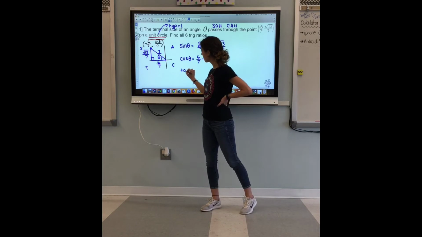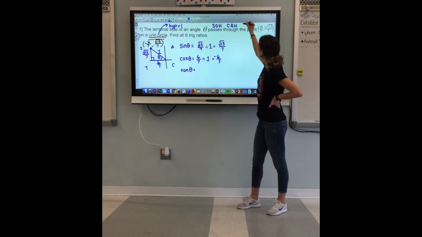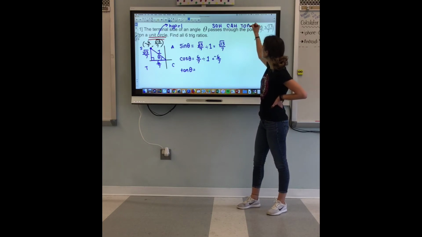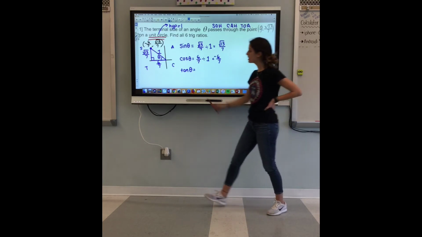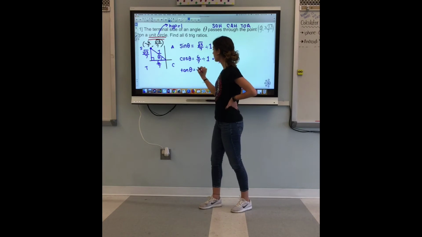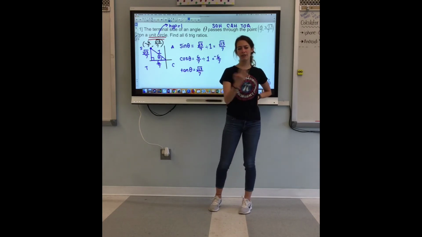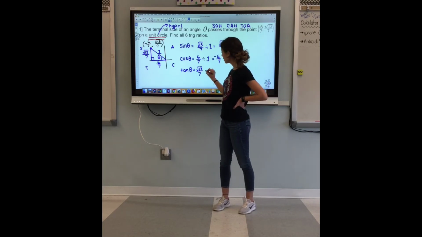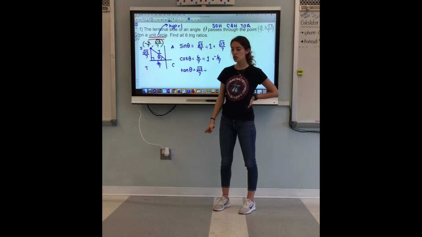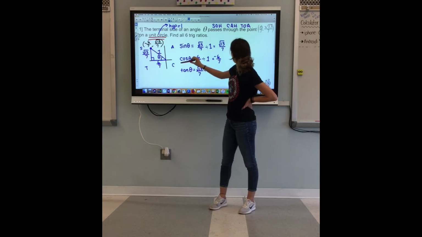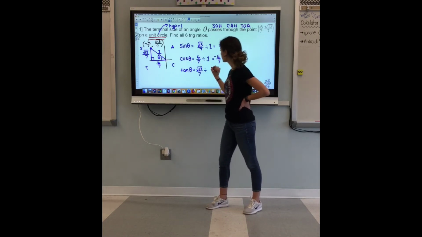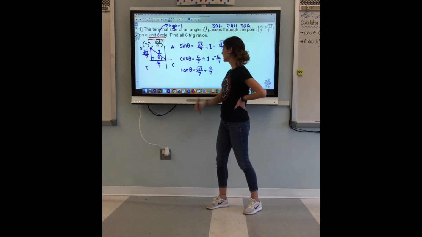Lastly, let's find tangent of theta. So tangent of theta, you use TOA. So opposite over adjacent. The opposite side is radical 13 over 7. So we don't have a fraction divided by a fraction. I'm going to write it with the division symbol. And the adjacent side is 6 over 7.